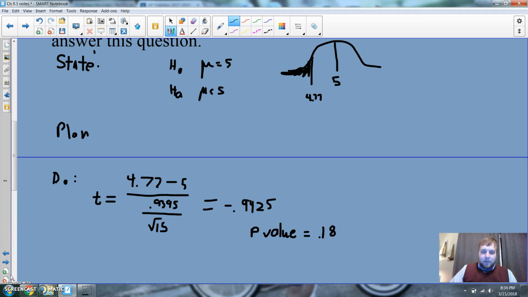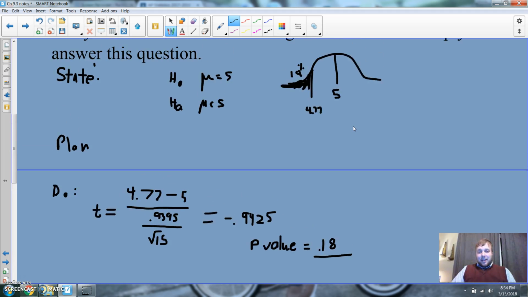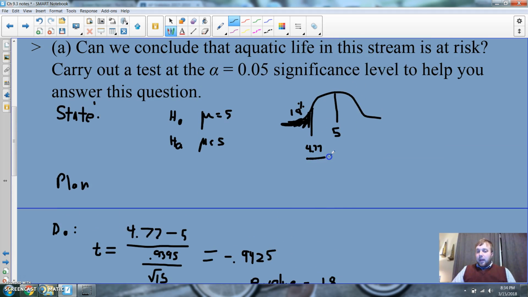Alright, so I got my p-value. My t-score was a negative 0.94, so I'm almost 1 deviation below the average. And I figured out my p-value is 18. So I had an 18% chance to get the result I did if 5 is the actual average of the water, alright? That's pretty good odds, guys. It's very possible I got this fluke accident, right? I had an 18% chance of getting that if 5 was true.